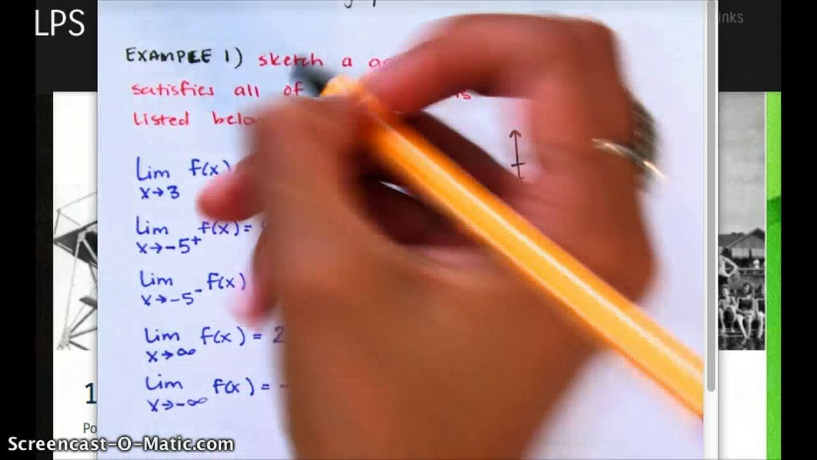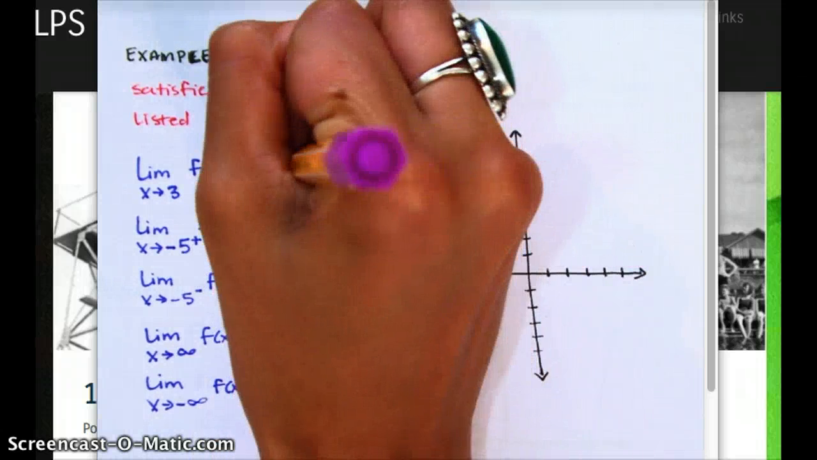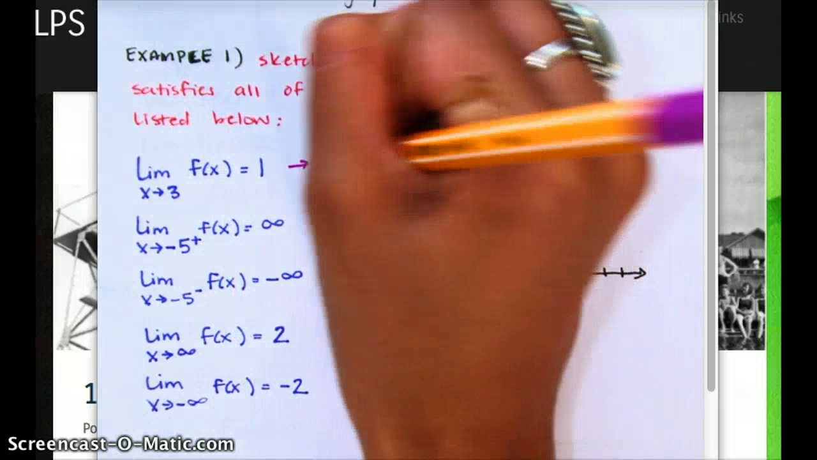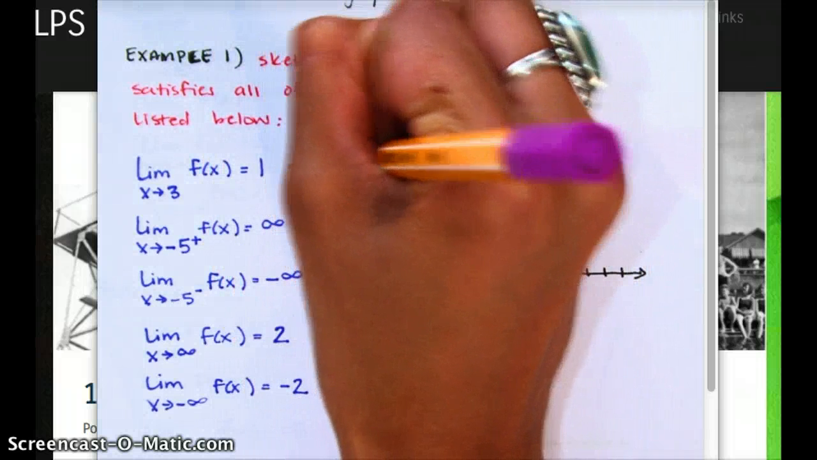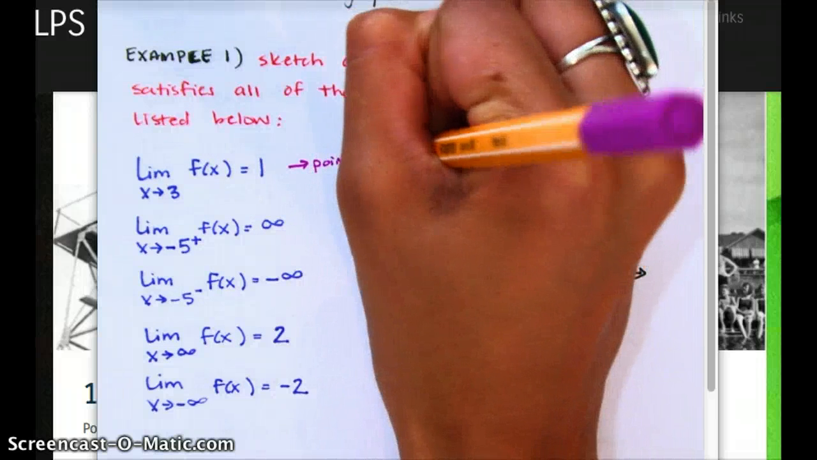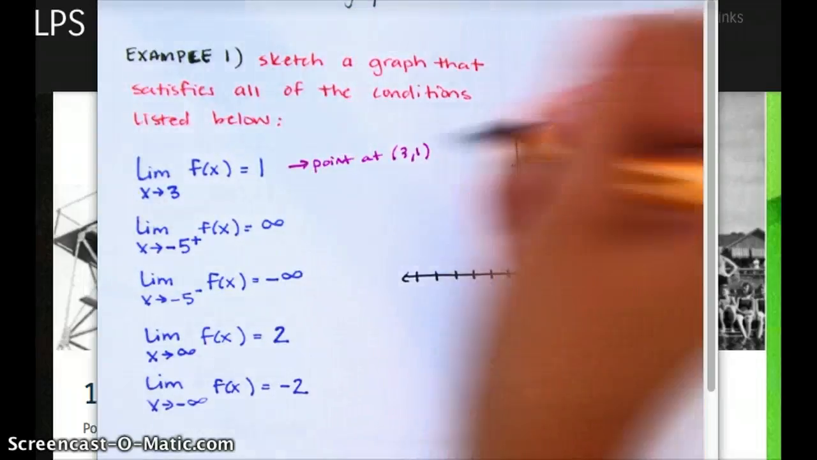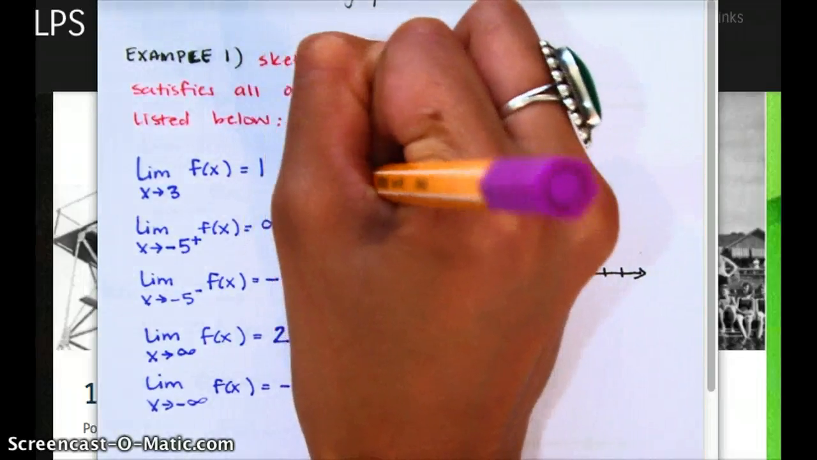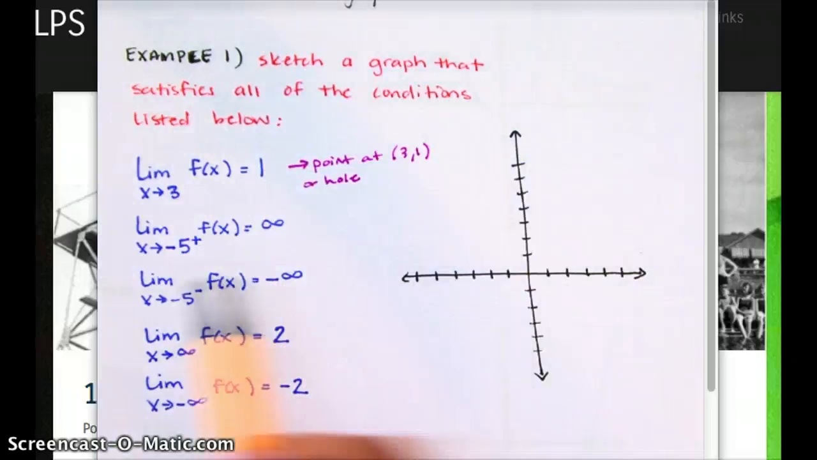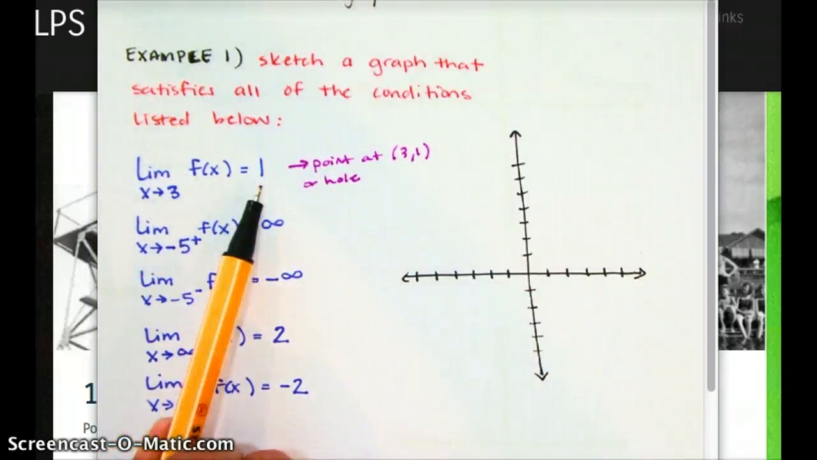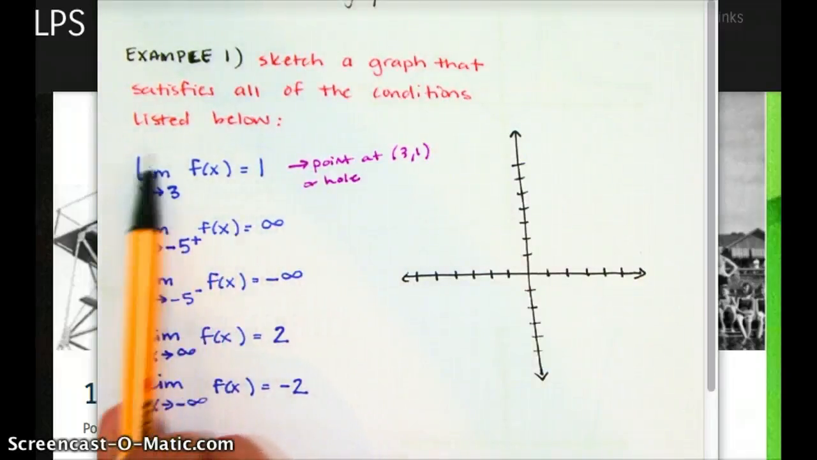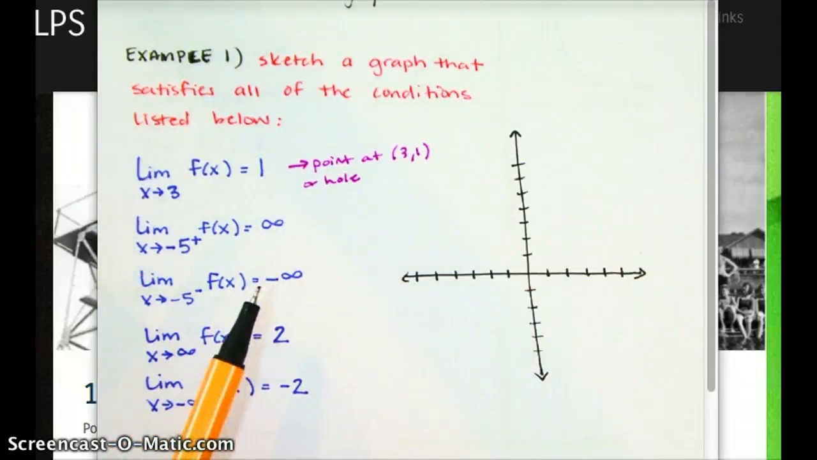Well, basically, in my mind, that means that the function's going to have a point at 3, 1. Or possibly a hole. And that's just because I remember that we don't necessarily know if at 3 the function equals 1. But basically this limit's talking about a point or a hole.